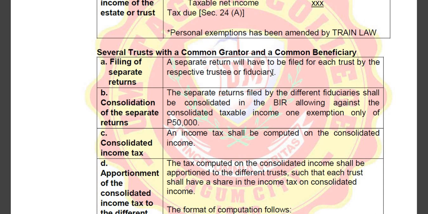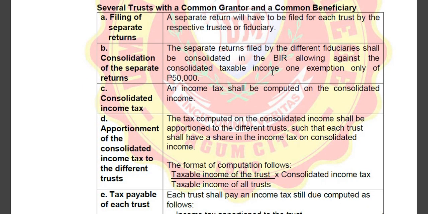may lupa siya na iba yung trustee, tapos may building siya na iba rin yung trustee, then each trustee will have to file a separate return. So magpa-file si trustee sa lupa ng income tax return, pati na rin si trustee sa building ng income tax return.